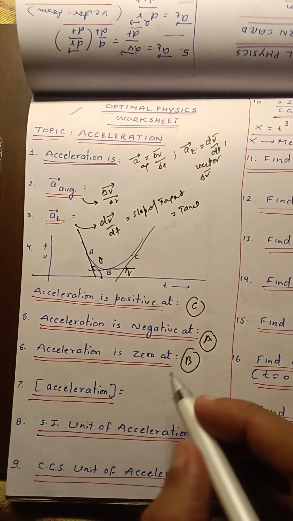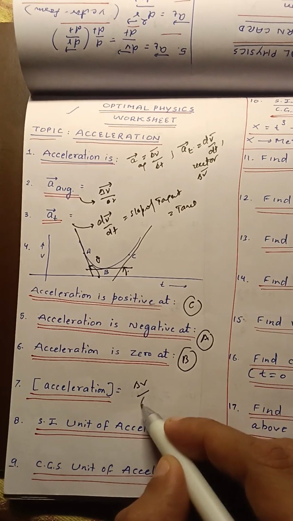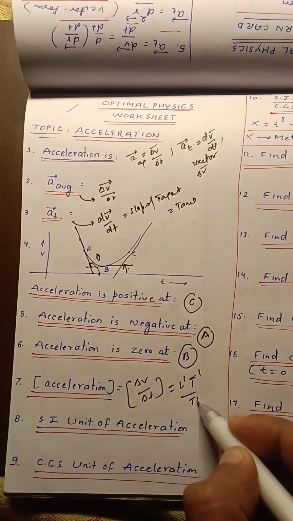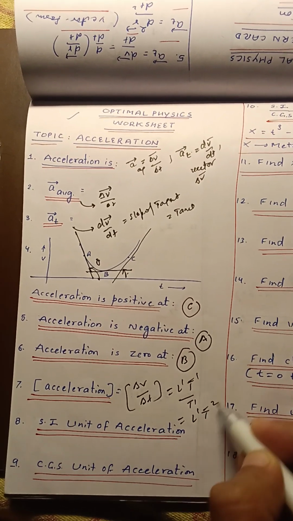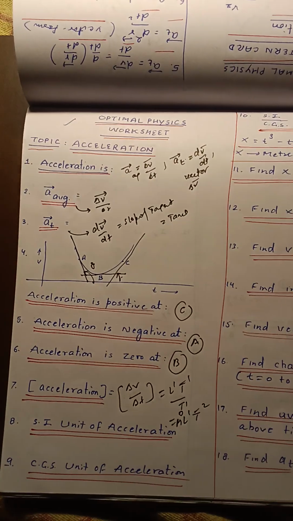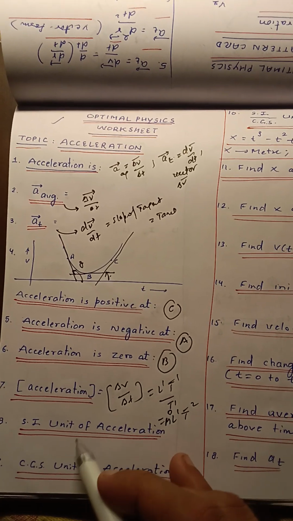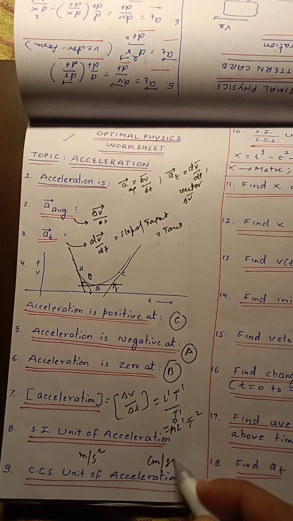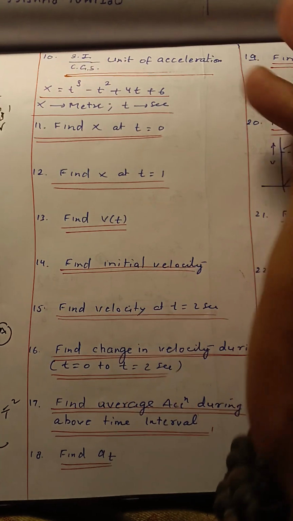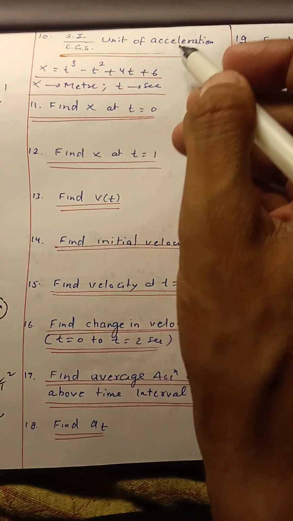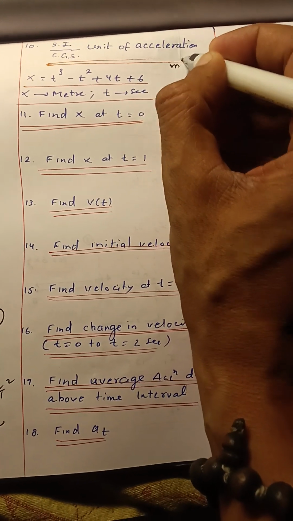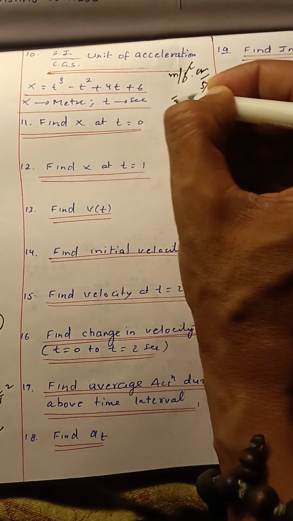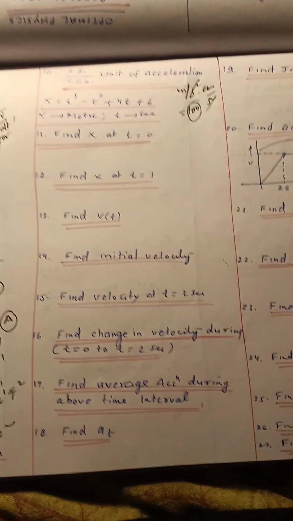Then, the dimension of acceleration. It is change in velocity by time. Velocity has dimension L1 T minus 1, time has dimension T1. So the dimension will be M0 L1 T minus 2. Then the SI unit of acceleration is meter per second square. The CGS unit of acceleration is centimeter per second square. The ratio of SI to CGS unit is meter per second square by centimeter per second square. The seconds square cancel out, meter by centimeter is 100, so the ratio will be 100.